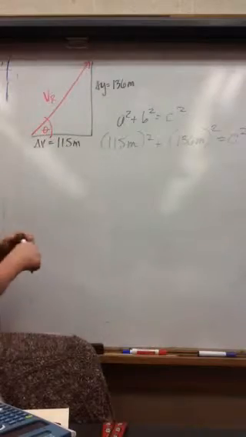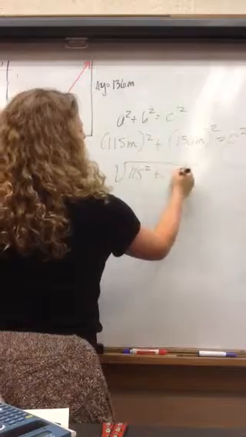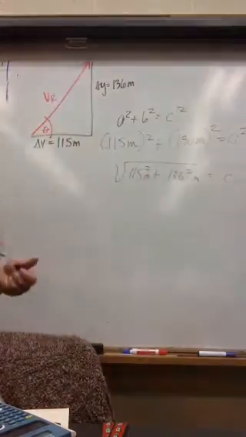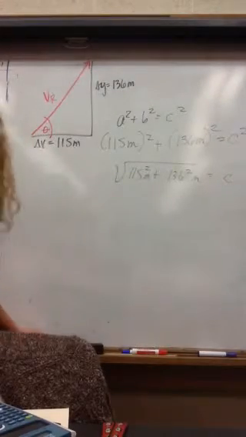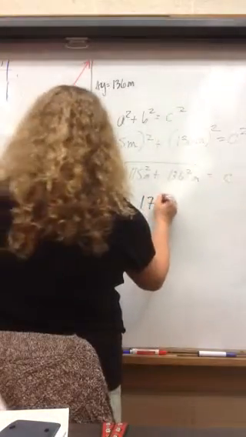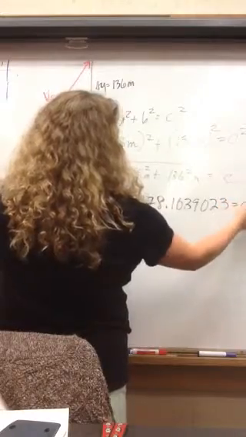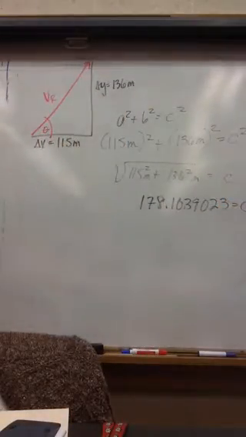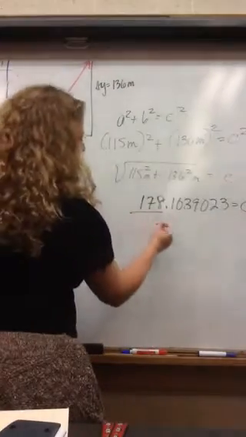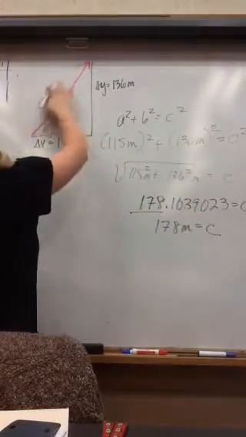Therefore the square root of 115 squared plus 136 squared equals c. My marker is on its last legs. I get 178.1039023 is equal to c. How many sig figs can we have? 3. So it's going to be 178 meters is the magnitude here.